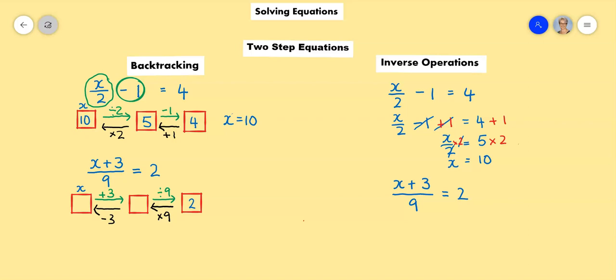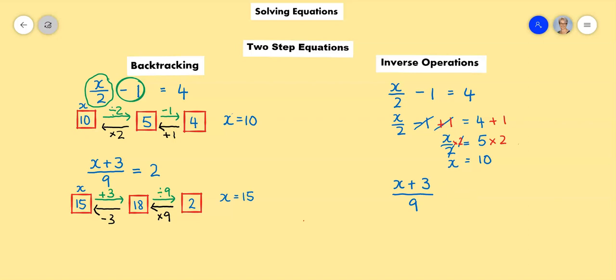Now we can backtrack. 2 times 9 gives us 18. 18 minus 3 gives us 15. So x is equal to 15. Now let's do the same thing using our inverse operations. Now the first thing that we did here to undo our equation was to multiply by 9. So that's what we're going to do to both sides of the equation now.